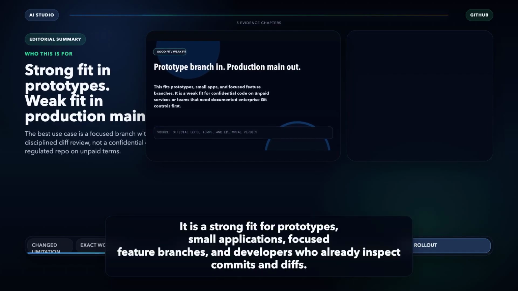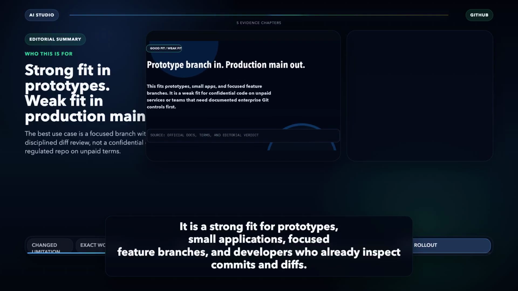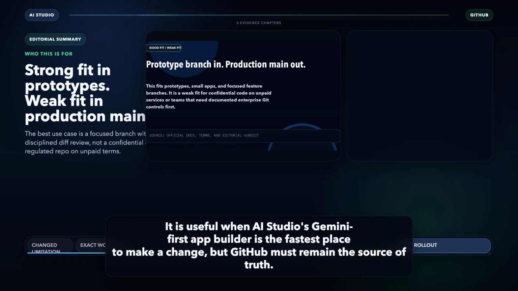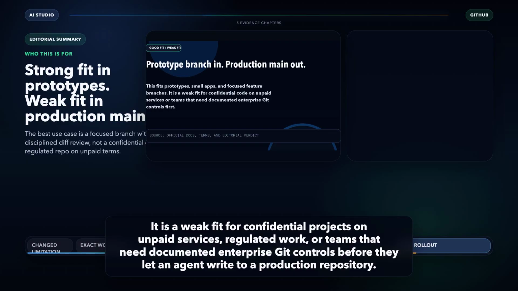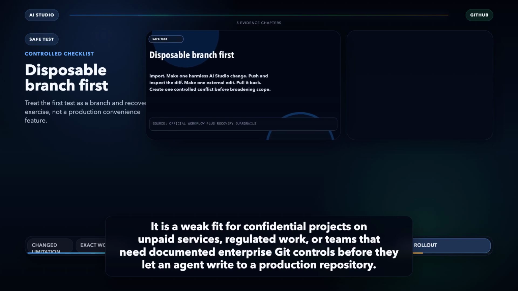It is a strong fit for prototypes, small applications, focused feature branches, and developers who already inspect commits and diffs. It is useful when AI Studio's Gemini first app builder is the fastest place to make a change, but GitHub must remain the source of truth. It is a weak fit for confidential projects on unpaid services, regulated work, or teams that need documented enterprise Git controls before they let an agent write to a production repository.